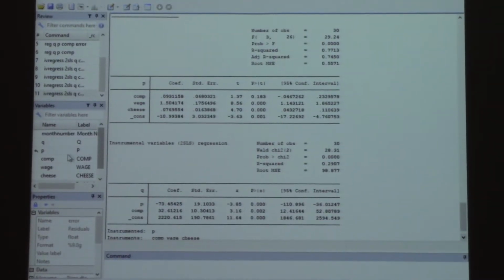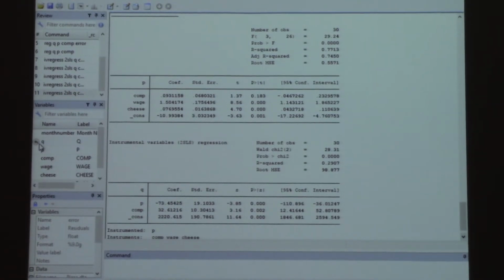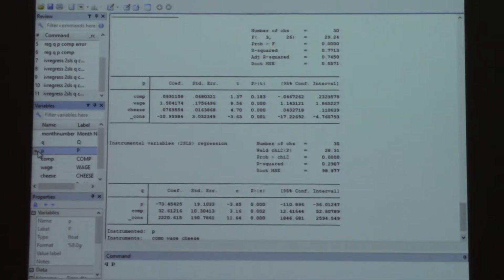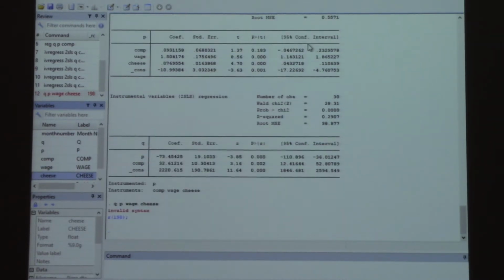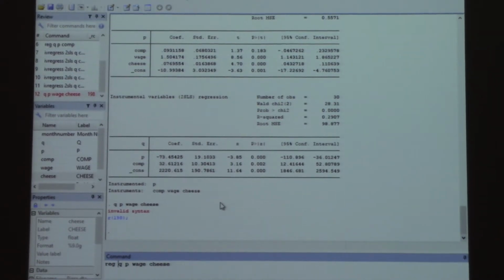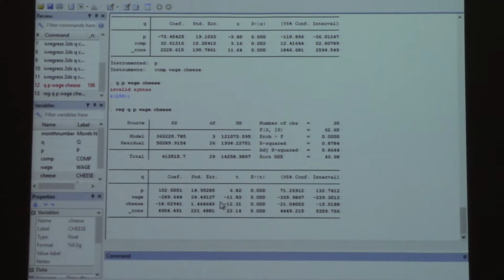So our supply curve would be quantity, price, wage, and cheese. So these are the factors that belong in the supply curve. Of course, we have to put reg in there. This is the hard part of econometrics. I need to put reg. All right.